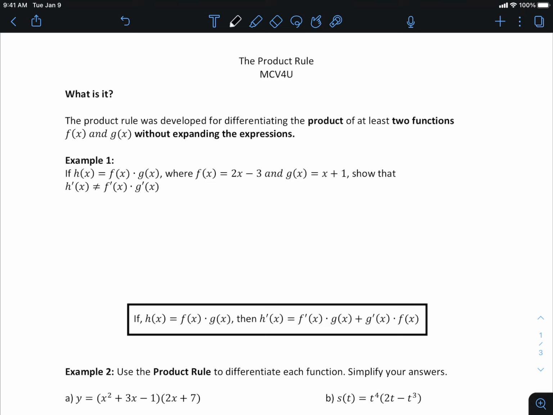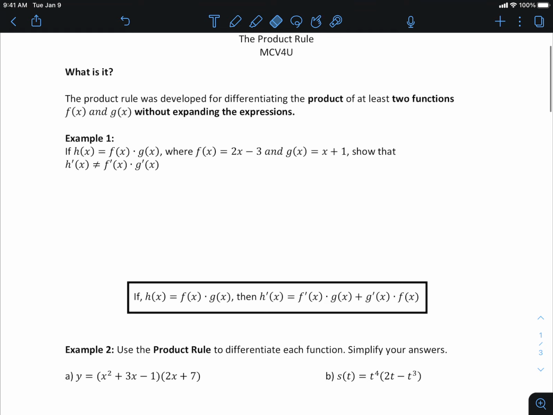Okay, so first things first, I want to show you guys that intuitively one might think, if I have this new function, h of x, which is the product of f of x and g of x, then why couldn't I, in theory, say the derivative of h of x would be the derivative of f of x multiplied by g of x? Well, intuitively that makes sense, but let's take example 1 here and show that that's not actually true.